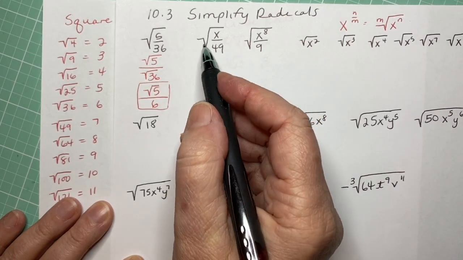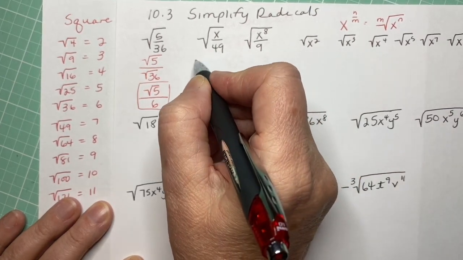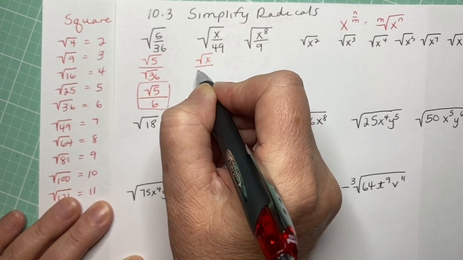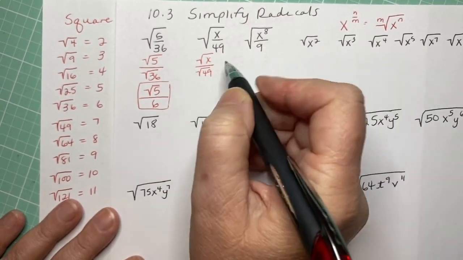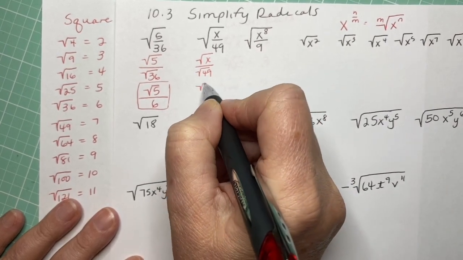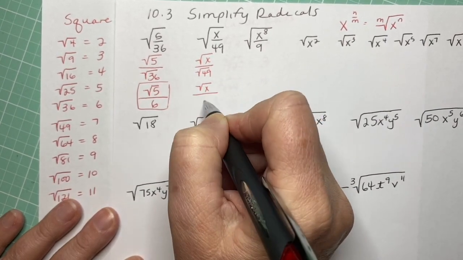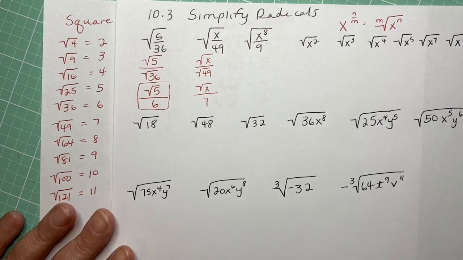So this next one, again, you don't have to show this step, but this is the square root of x over the square root of 49. We don't know the square root of x. In fact, we'll talk about that here in a minute. So we're going to leave that under the radical, and then the square root of 49 is 7.